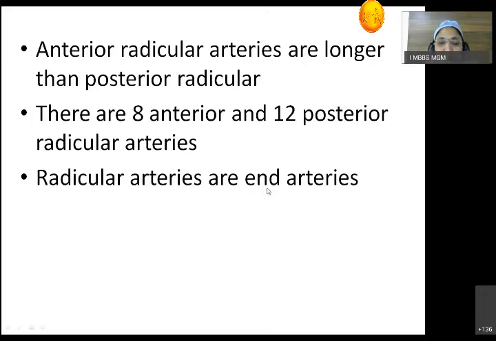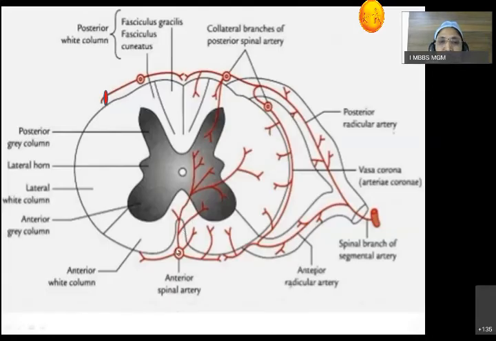Courses the entire length of the spinal cord and then runs along with the filum terminale. Posteriorly, there are two posterior spinal arteries, which are again branches of the vertebral artery, or sometimes branches of the posterior inferior cerebellar artery, and these arteries run along the posterolateral sulcus. As the posterior root of the spinal nerve is present at the posterolateral sulcus, these arteries give two collateral branches, one medially, another laterally, and thus there are four longitudinal arteries posteriorly, and one longitudinal artery anteriorly.